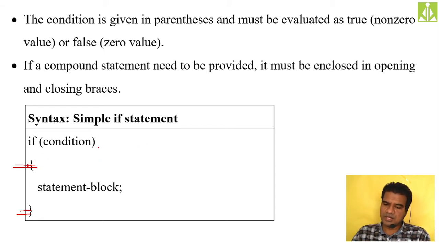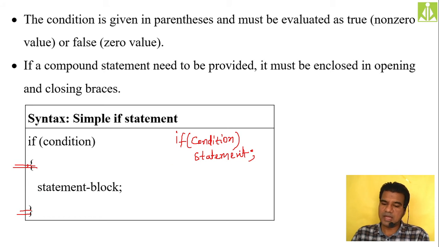So how are we using the conditional statement, the simple if statement? We write if and then inside parenthesis we keep the condition. And if there is only one statement, there is no need to use the statement block, the curly brackets; you should not use them. But if there are multiple statements, you have if followed by the condition, and if the condition is true, I have multiple statements to be evaluated.